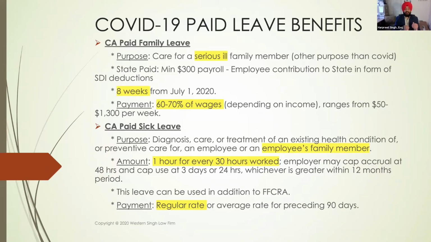So the first one is the California paid family leave. As you know, it's mostly used by people when they have a new child born and they are going through that bonding phase. But it can also be used if the employee is caring for a family member who has a serious illness. And when we talk about serious illness, COVID-19 is also one of the diseases which has serious consequences. People are dying. We already have more than 250,000 people died. So this is a serious illness. If they are dealing with that, they can use the paid family leave.